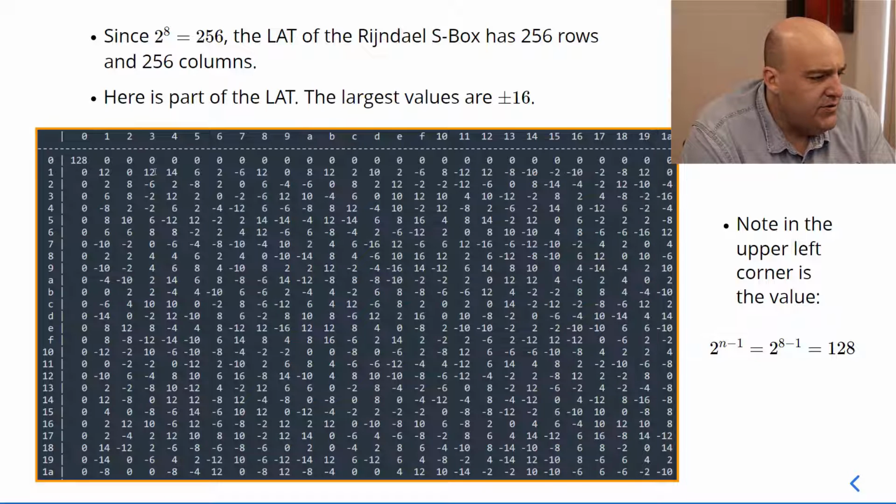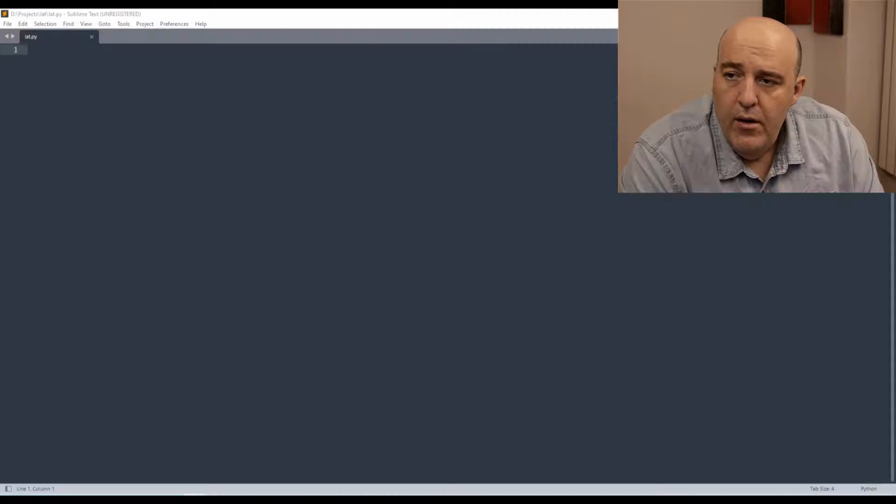I think those are the most extreme values. We ignore the 128. We don't care about that one. We're looking for large values, plus or minus, that are not in the first column or first row. I think the value of plus or minus 16, even though it seems kind of large, is maybe not large enough to mount an attack by linear cryptanalysis, at least with the full number of rounds.